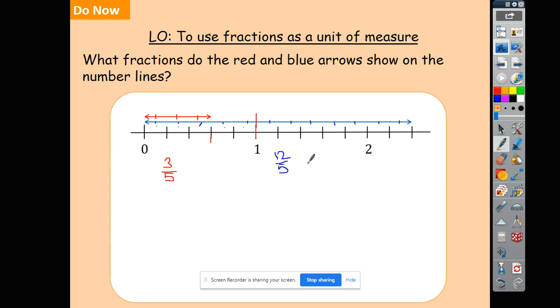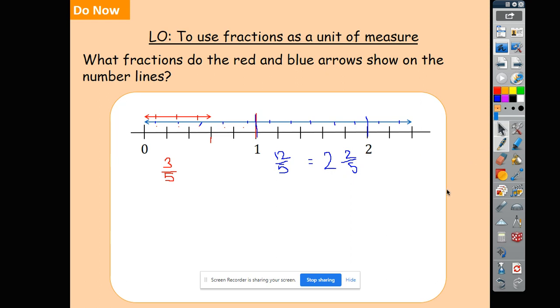We can also write this as a mixed number. So we know that we have one whole to here, and now I have 2 wholes to here. So I can write this as 2 wholes. Then how many fifths have I got left over? So I've got 2/5 left. So I can write it as an improper fraction or as a mixed number.